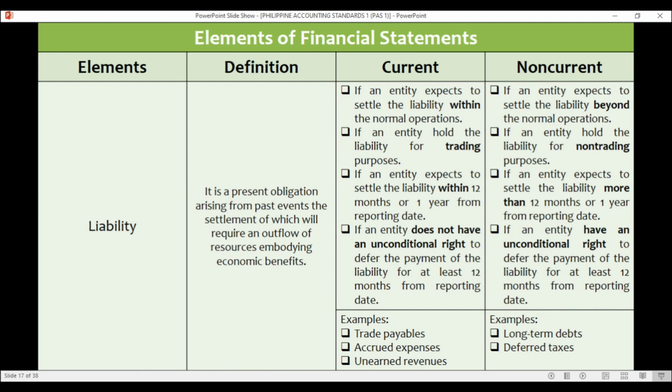Otherwise, it is non-current. Examples of current liabilities, we have trade payables or your accounts payable, then accrued expenses and unearned revenues. For non-current, we have long-term debts, or the long-term portion of your liabilities such as bonds and notes payable, and we have the deferred taxes. Deferred tax liabilities are specifically provided to be part of the non-current liabilities, even if the settlement of a portion of that deferred tax liability is within 12 months or normal operation, still it's considered part of the non-current liabilities.